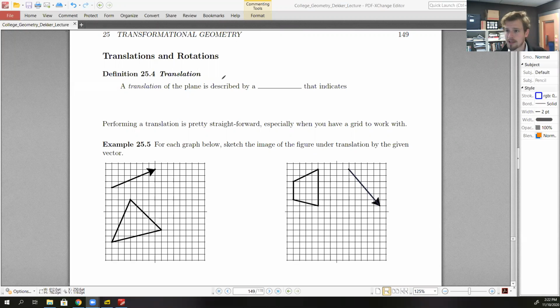So a translation of the plane, right? Keep in mind what we're moving here is the entire plane. We're mapping the entire plane, not just a triangle, not just a quadrilateral. We're mapping the entire plane, but what we're watching is a particular geometric figure, right? So a translation of the plane is described by a vector, and that vector indicates two things. It indicates the direction and it indicates the distance the plane slides.